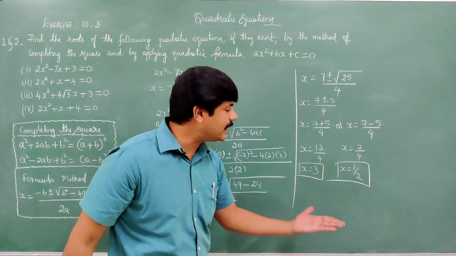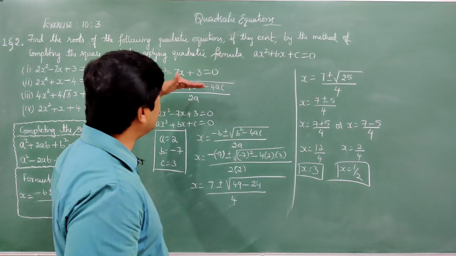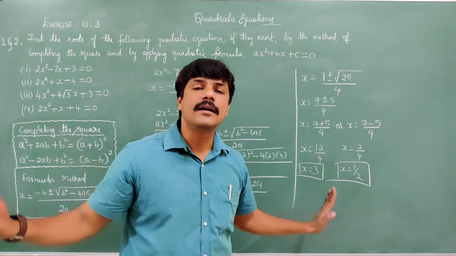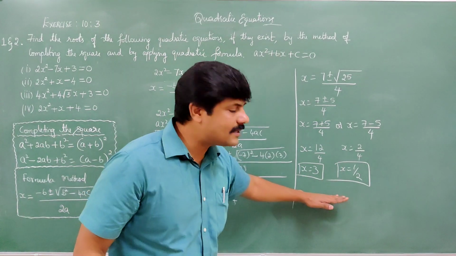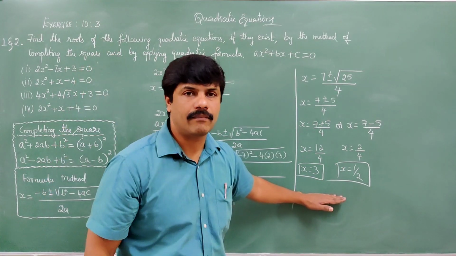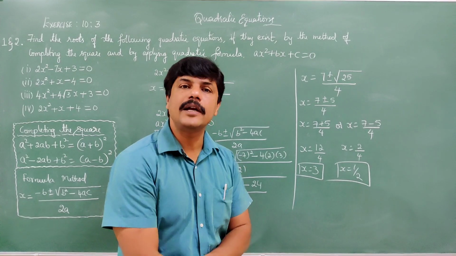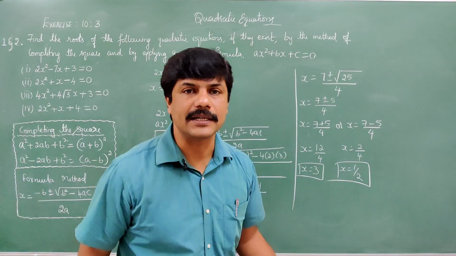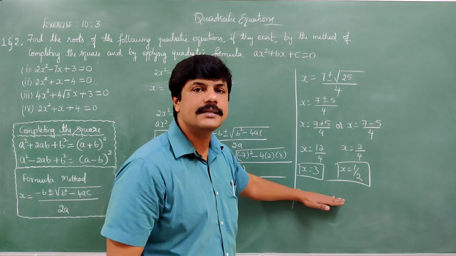In the method of completing the square we have got the same roots, and in the formula method also you will get the same. Whatever the method, the answer remains the same. Understand? The mathematical answer will not change by applying different methods.